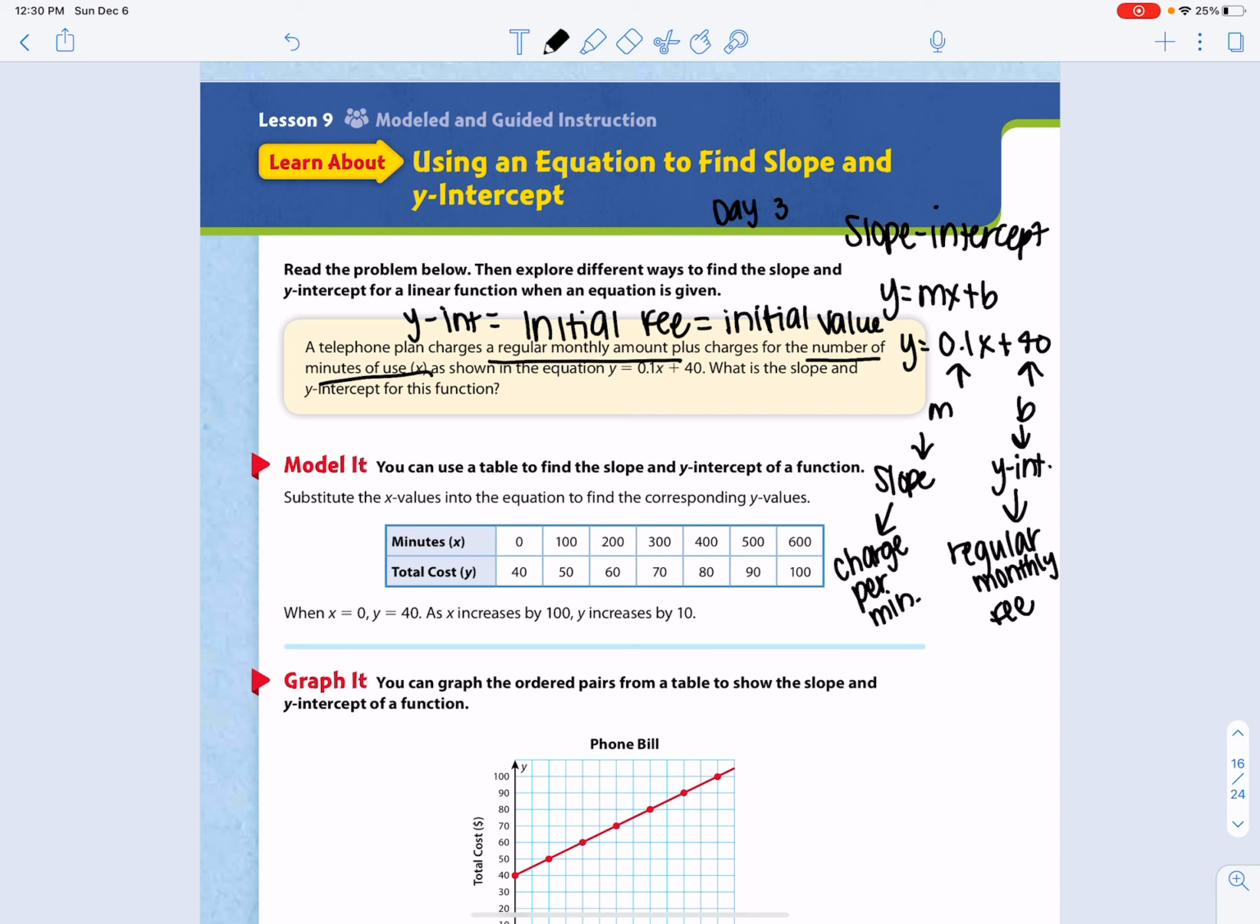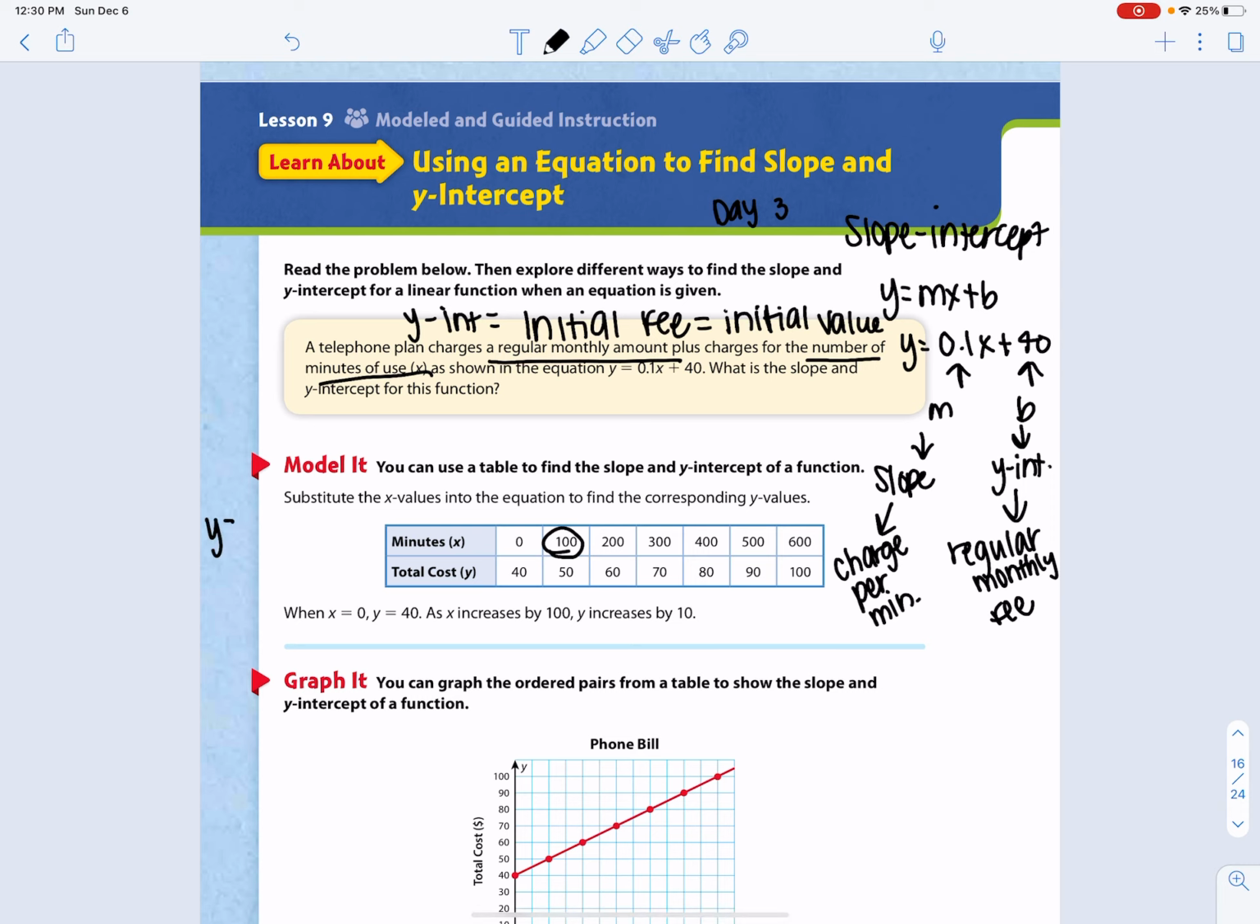Okay, now let's confirm all these details with our model it and graph it and then answer our connected questions. All right, model it. You can use a table to find the slope and y-intercept of a function and substitute the x values into the equation to find the corresponding y values. They already did it, so I'm not going to do it, but you totally could. I'll do it one time just so you know it's correct. So let's say when x equals 100, our y should equal 50. Let's plug it into our equation to make sure.